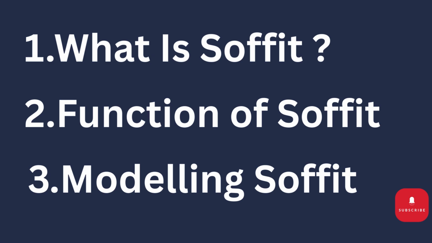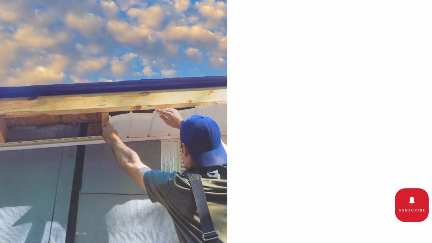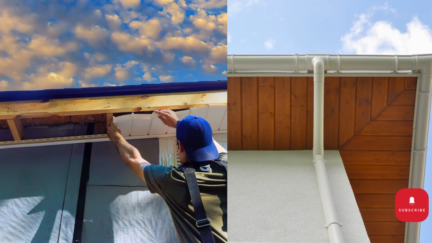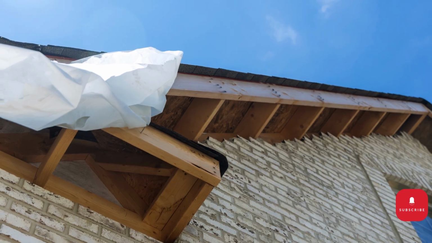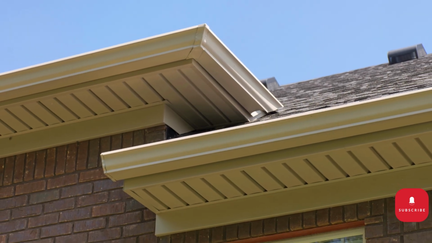First, I will start with what is a soffit. Soffit is the underside part of the roof overhanging. It's the part you see when you look up under the roof edge. The main functions of soffit: it protects the rafters from weather damage, gives the roofline a clean and finished look. It helps to provide airflow by providing attic ventilation.